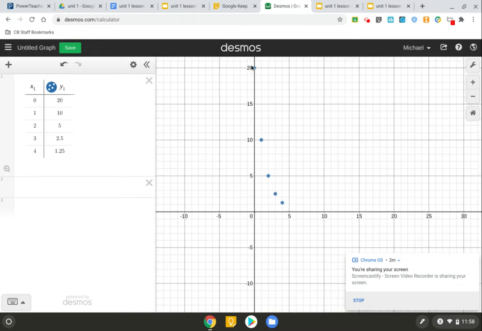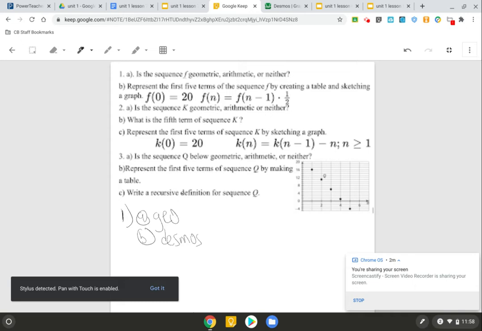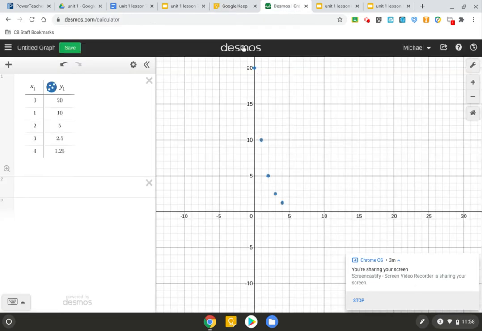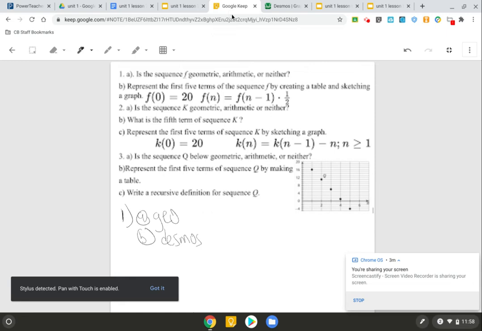The thing that I like about using Desmos is not only does it give me the table, but it also automatically shows me the graph. We determined it was a geometric sequence, and we can see that is true from the graph because the graph is clearly exponential in nature. So that is part B, and that is it for number 1.